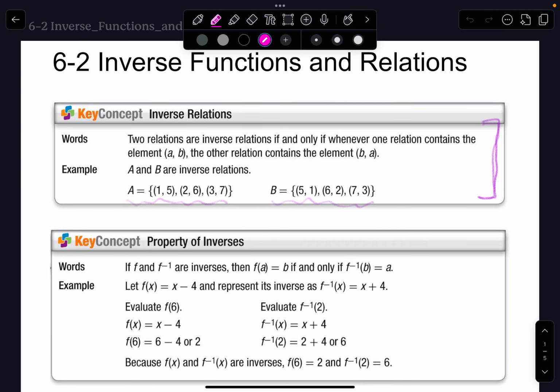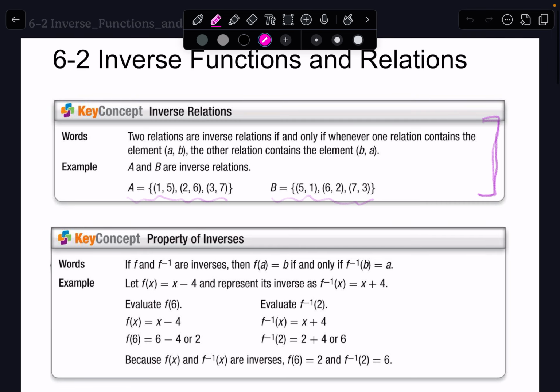All right, chapter 6, lesson 2, and this is actually the last lesson that we do in chapter 6. You'll do some more of this next year, moving on to trig or pre-cal. So looking at 6.2, we are talking about inverse functions and relations.